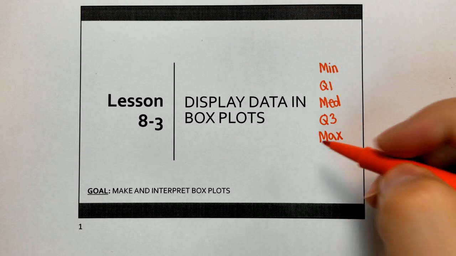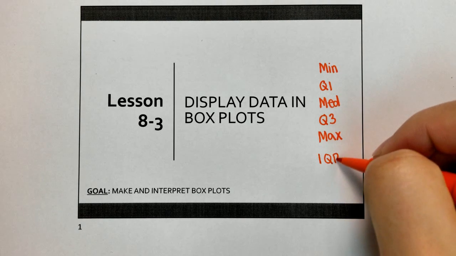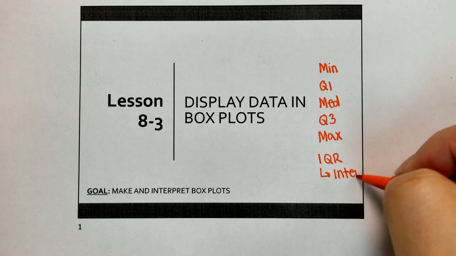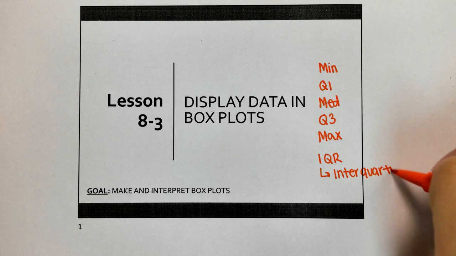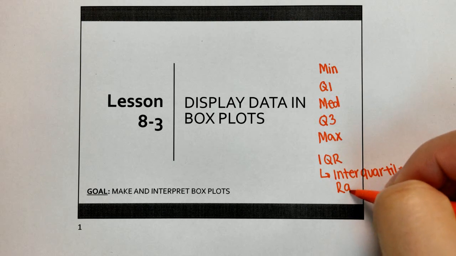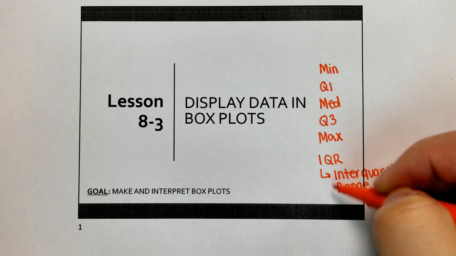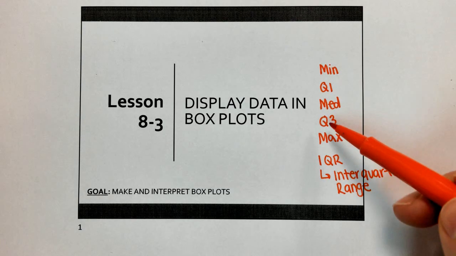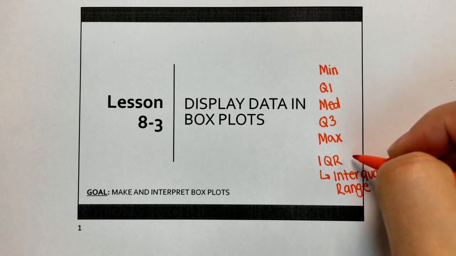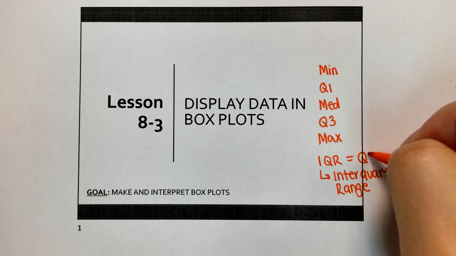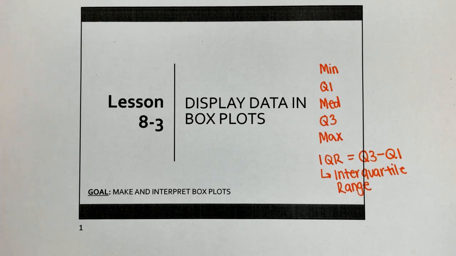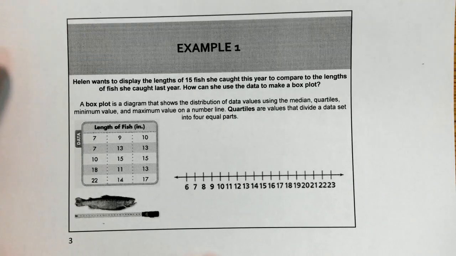We will also talk about IQR, which is interquartile range. We've talked about range before, so this will also seem familiar. It's going to involve our quartiles. So for interquartile range, we're going to take our quartile 3 and subtract our quartile 1, which we'll go into more detail on as we go through this lesson. So we're going to go ahead and start with example 1.